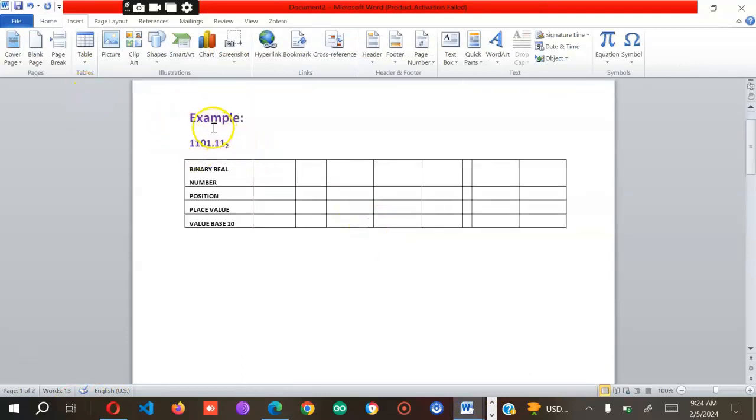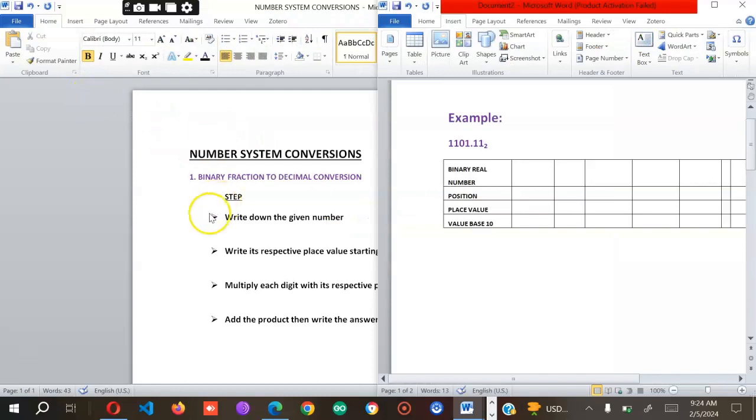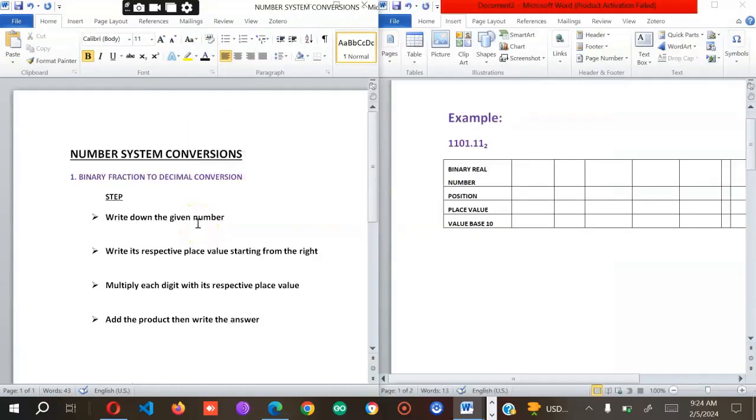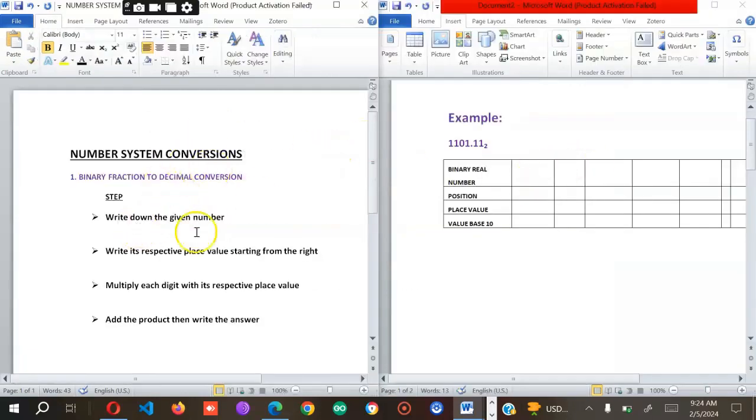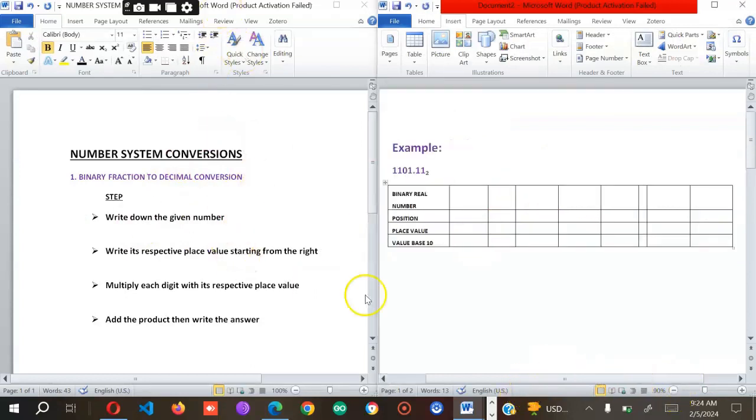For example, this is our example one. And as per the steps, we write down the number. I hope that you are able to see. So this is my number. Number is 1101. Then we have the point here. Then we have 1 and 1.